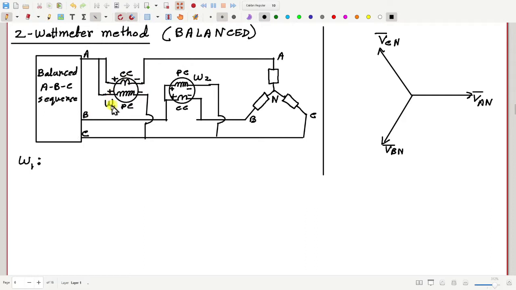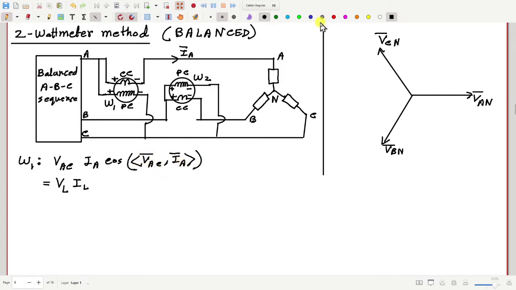So W1 measures the voltage VAC and the current IA, multiplied by the cosine of the angle between VAC and IA. Now VAC is nothing but line to line voltage, call that VL. IA is nothing but line current IL. And how much is the angle between VAC and IA?